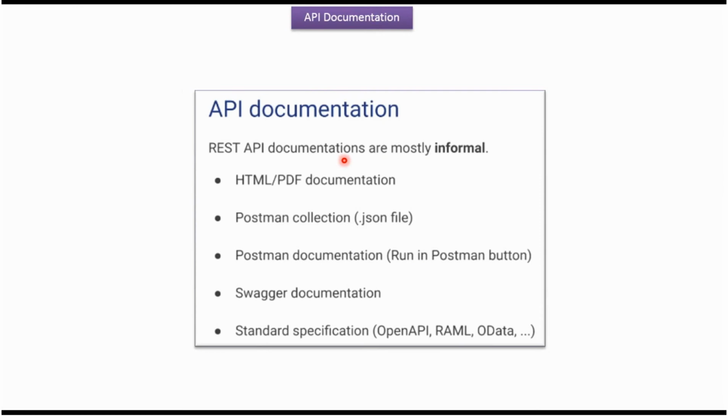REST API documentations are mostly informal, and REST API documents come in HTML or PDF documentation, or Postman collection, which is a collection of JSON files which we can import in Postman and use, or Postman documentation, or Swagger documentation, or standard specifications like OpenAPI or RAML. We will see some examples now.